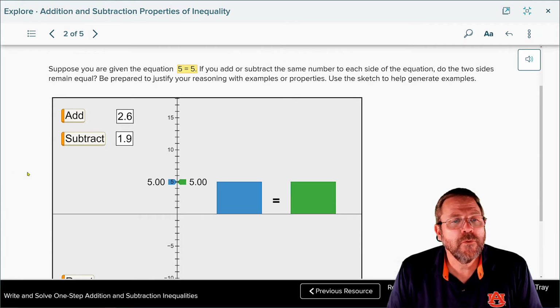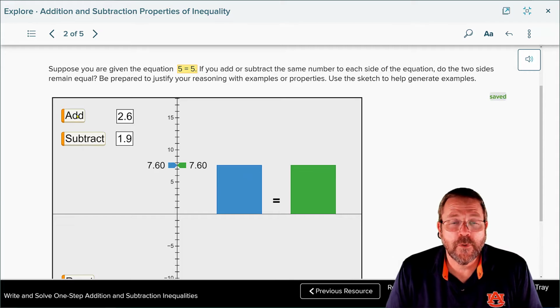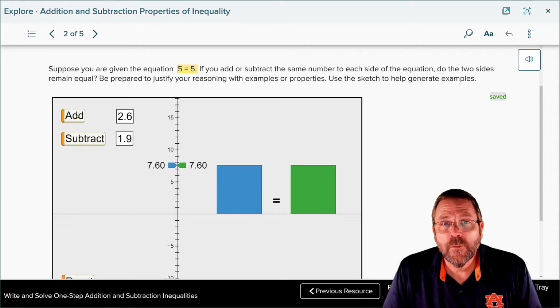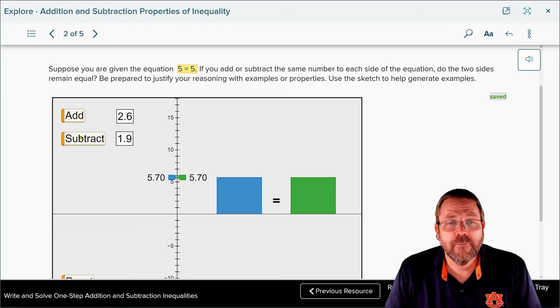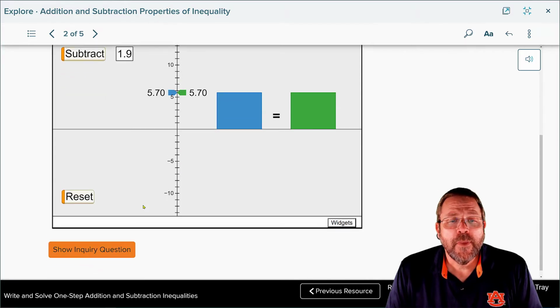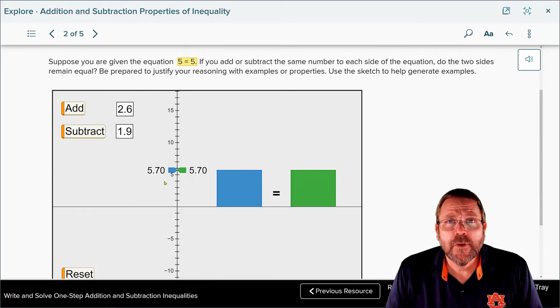So let's take, for example, here we've got this inequality, and we're going to add 2.6 to both sides, and what do you see? I'm sorry, that's an equality. 2.6 to both sides, everything still works. If I subtract 1.9 from both sides, everything still works. Now that's what the equality 5 is equal to 5.